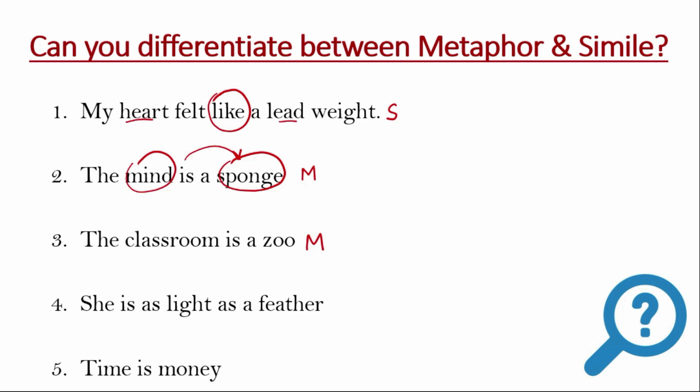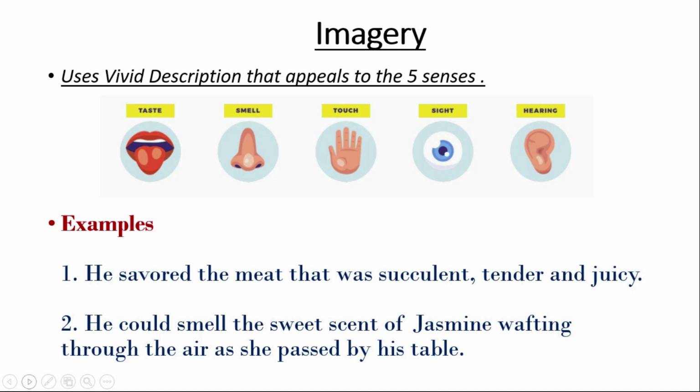Next, she is as light as a feather. So she's compared to be as light as a feather. So this is a simile, perfect, because as is used. Next, time is money. This is pretty evident. The answer is a metaphor. Very good. So now the concept of metaphor and simile is clear. Let's move on to the next one, which is imagery.